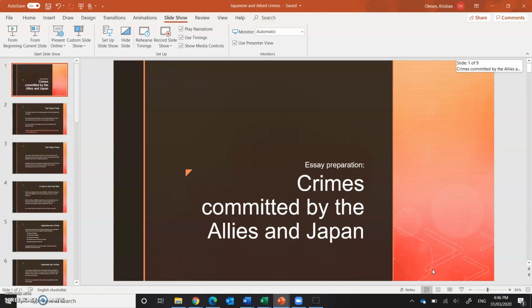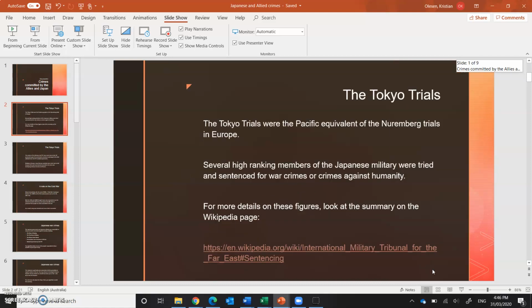In a previous PowerPoint, we had looked at the Nuremberg trials, which you would have seen from what was posted on Sector. These were trials where Nazi war criminals were tried for their crimes in Europe by the occupying forces of Britain, France, the United States, and the Soviet Union. The East Asian equivalent of the Nuremberg trials were called the Tokyo trials, and they did exactly the same job that the Nuremberg trials did.